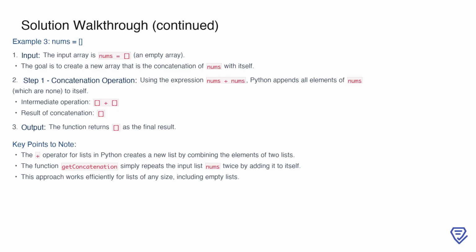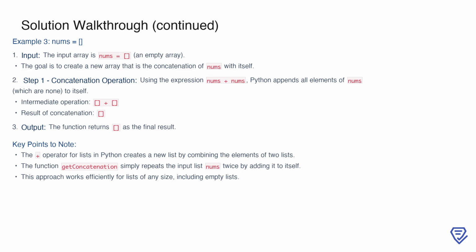Now consider the case where the input array is empty, nums equals []. Even though there are no elements in the array, the process remains the same. The goal is still to concatenate nums with itself. Using the expression nums + nums, Python appends all elements of nums to itself.